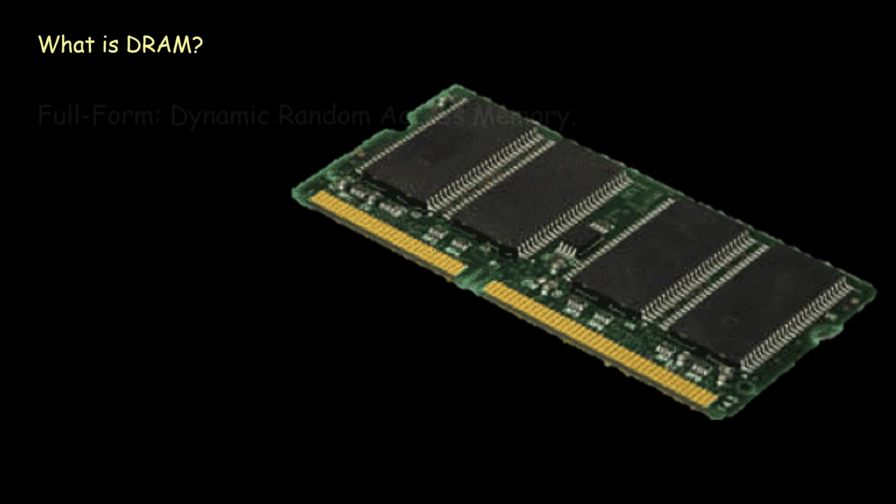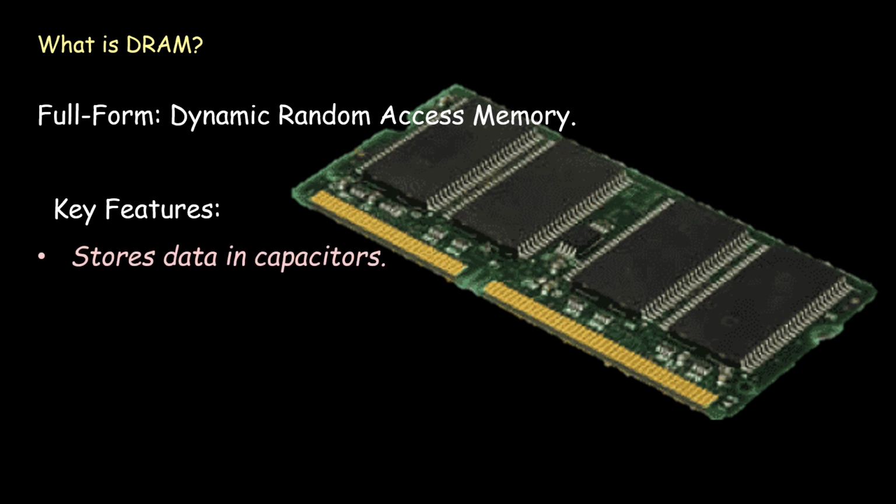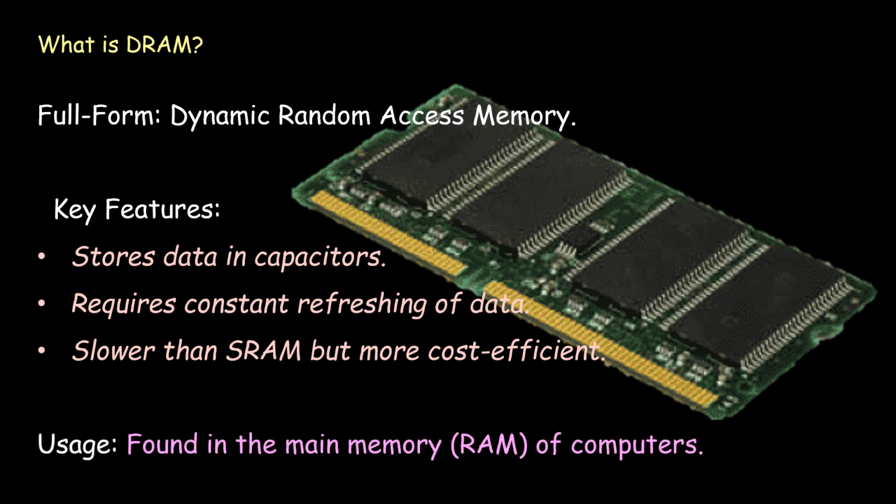What is DRAM? DRAM stands for Dynamic Random Access Memory. It's a type of memory used in most computers because it is cheap and can store a lot more data. However, DRAM stores data in tiny capacitors that need to be constantly refreshed to keep the data. If they are not refreshed, the data is lost. This refreshing happens thousands of times per second, which makes DRAM a bit slower than other types of memory like SRAM. But because it is cheaper, it is used in your computer's main memory as the RAM.